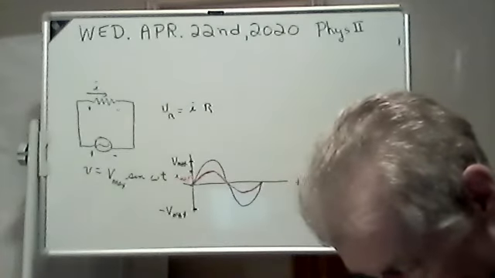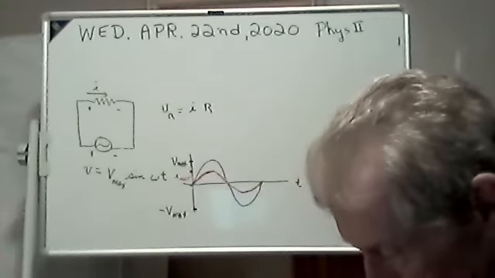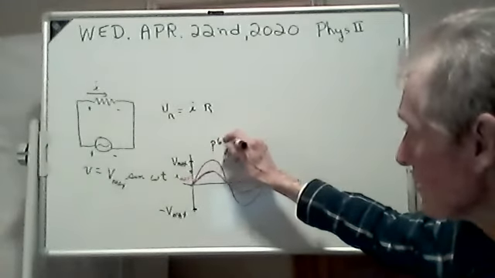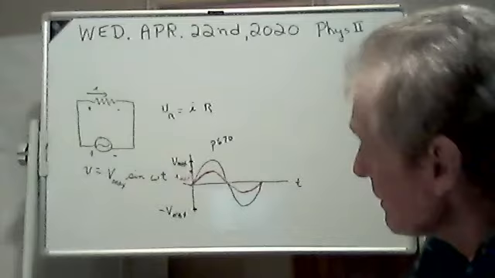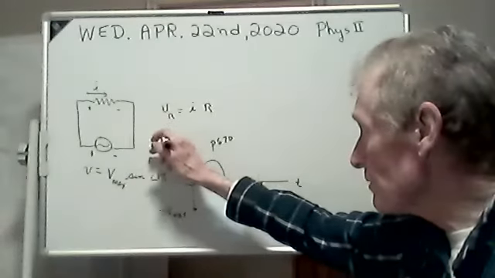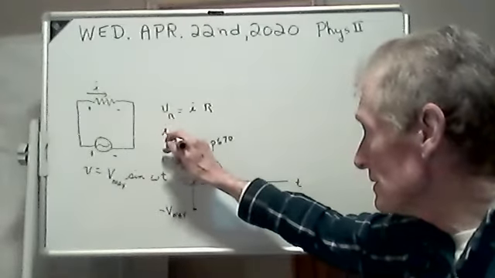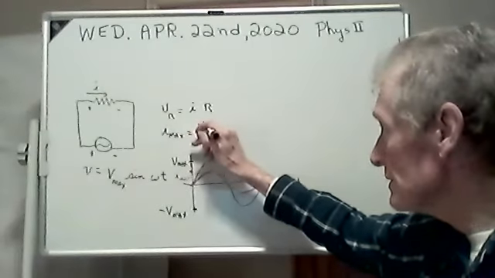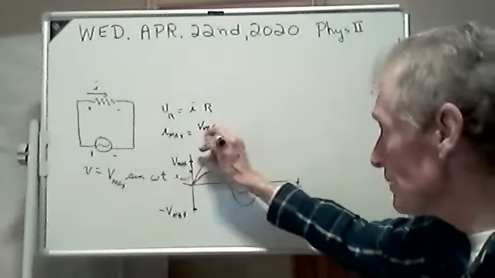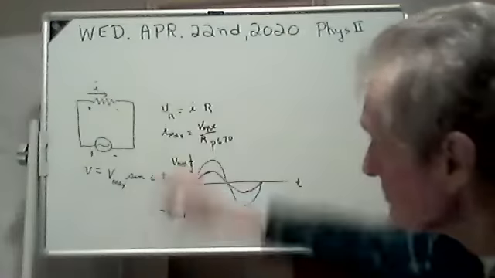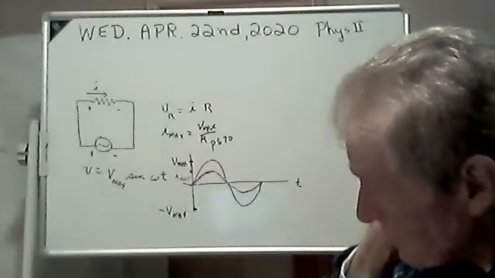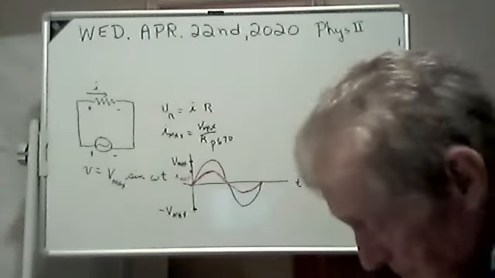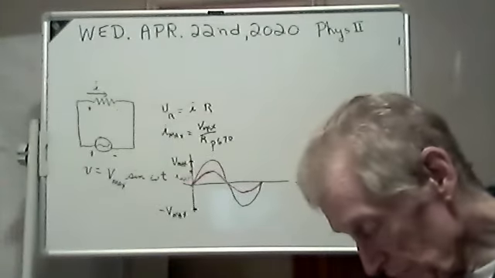Look on page, I'm on page 670. They have the same graph on page 670. And if you wanted to know what the maximum current was, well, it'll be the maximum voltage divided by the resistance. You can get that from that Ohm's law equation. And they're in step. They just follow one another.